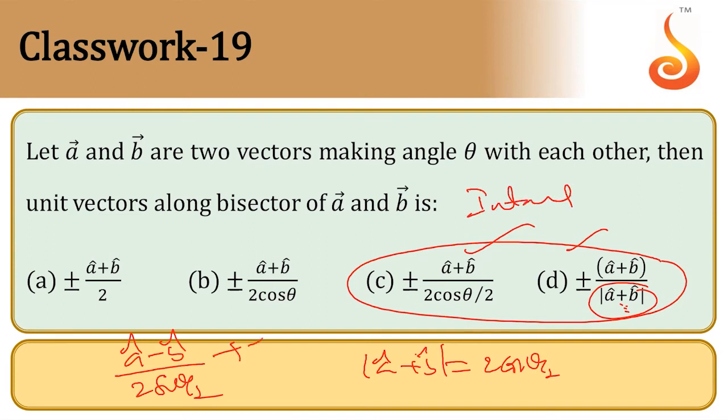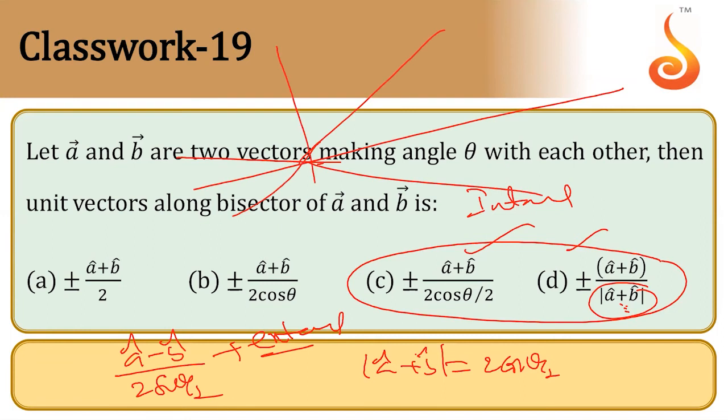Because if you take any two vectors, there are two bisectors. One is the internal angle bisector, and the other one is the external angle bisector. This is this one, and this is this one. So these are the unit vectors along the internal and external angle bisectors. This is a standard property. Okay, next. C and D are the right answers.